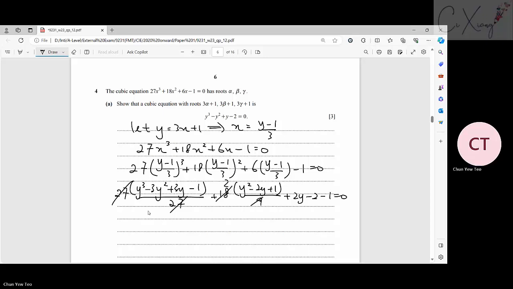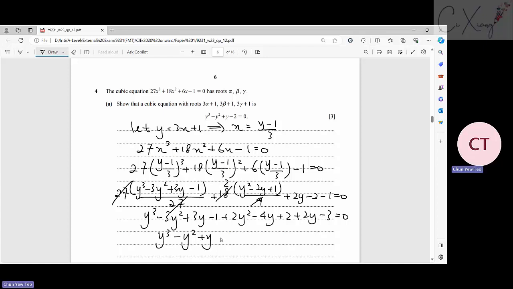So you get y cubed minus 3y squared plus 3y minus 1, plus 2y squared minus 4y plus 2, plus 2y minus 3 equal to 0. Simplify further, and you will get y cubed minus y squared plus y minus 2 equal to 0, shown. Okay, so this will be the answer for 4A. Move on.